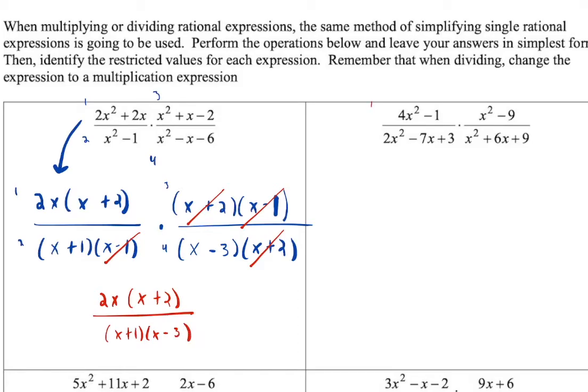Same thing, 1, 2, 3, 4. We're going to factor and see what we can cancel before we multiply. So 4x squared minus 1 would be 2x plus 1 times 2x minus 1, because 2x times 2x is 4x squared. Positive and negative 1 multiply to make negative 1.